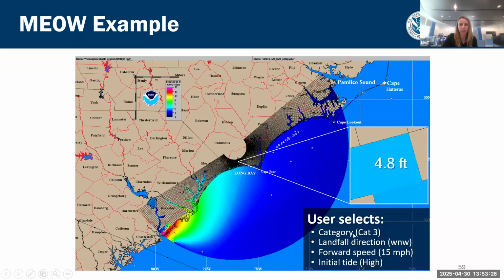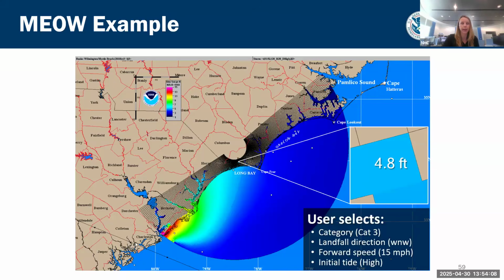It will be category 3 with a landfall direction of west-northwest, a forward speed of 15 miles per hour, and we're going to assume high tide. And so from this one single track with these user selected parameters, this is the SLOSH result that you get if you were going to run the model just one single time with this track. And we're going to be following along with this one single pixel located in North Carolina. And you can see that from this one single track, you have a storm surge risk of 4.8 feet at that one single location. Okay, so that's just one track.